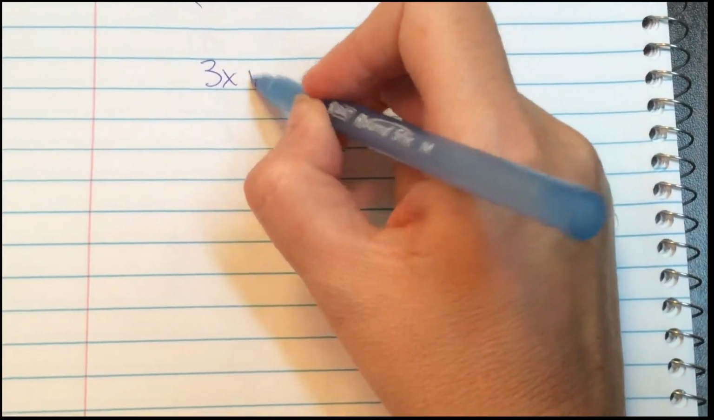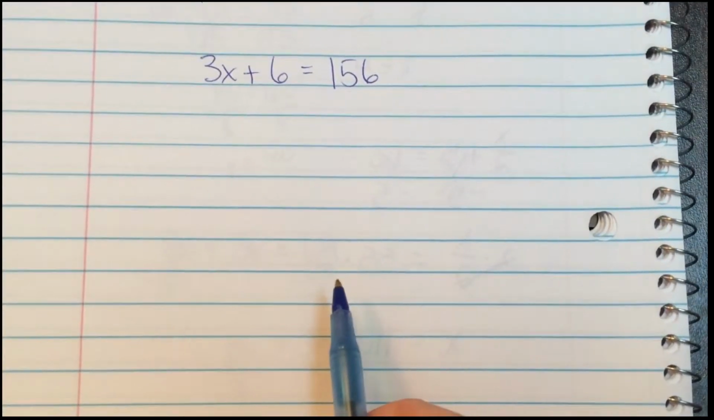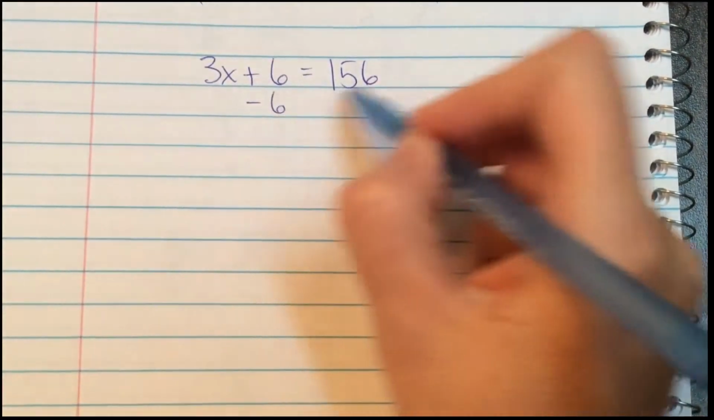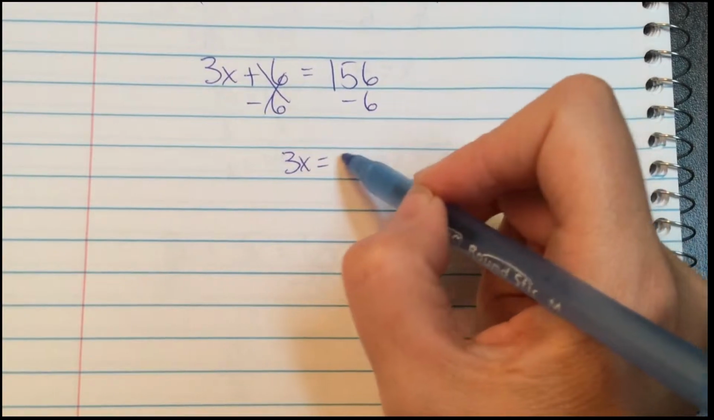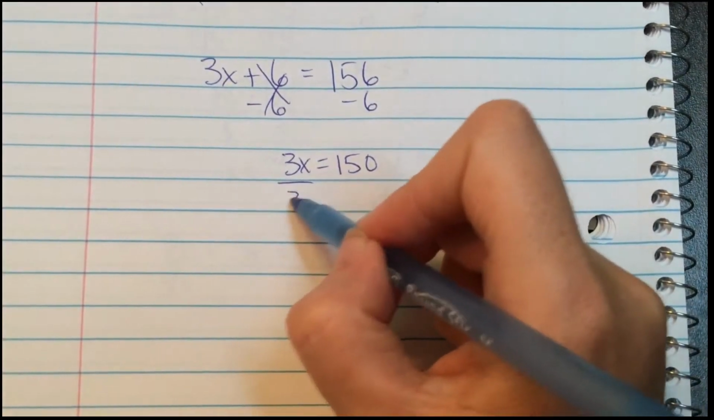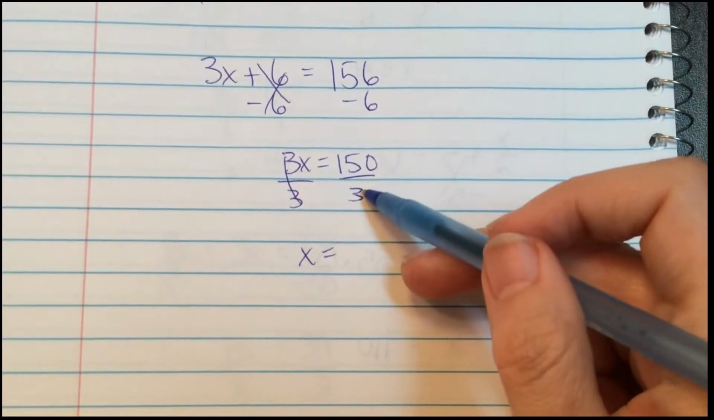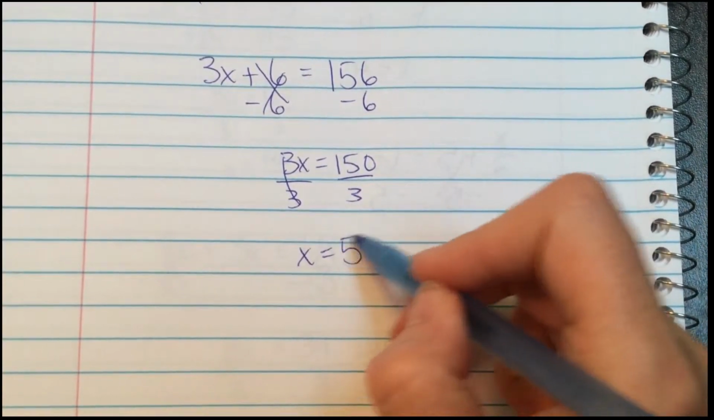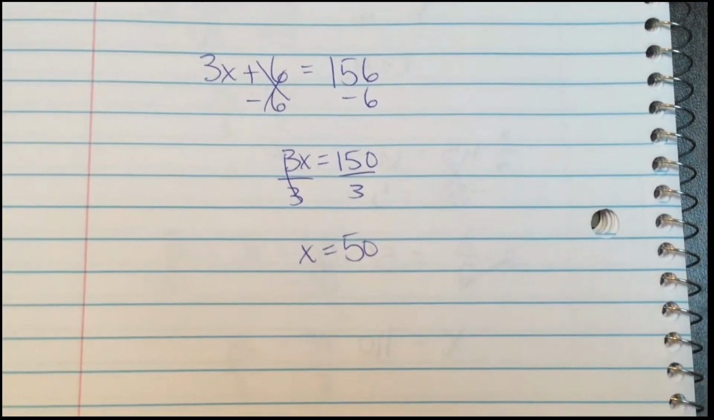So this is just a two-step equation. 3x plus 6 equals 156. So I'm going to subtract 6 from both sides, and I get 3x equals 150. Then I'm going to divide by 3, and 150 divided by 3 is 50, because if I took 50, 50, and 50 and added them together, I'd get 150.